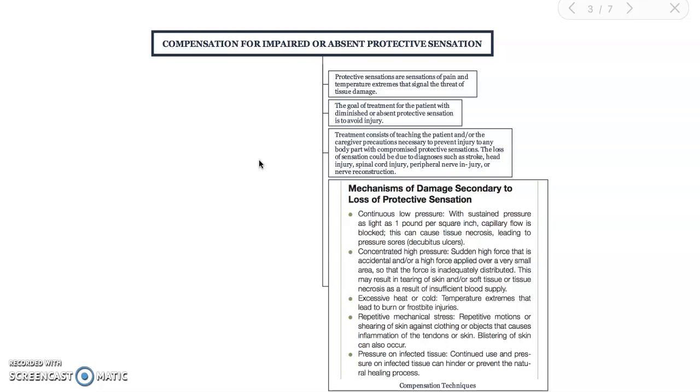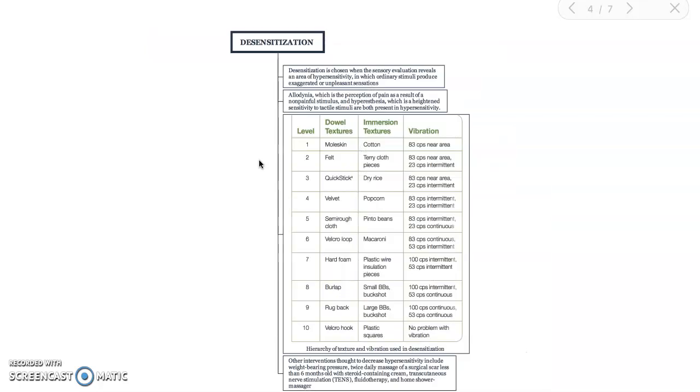These are some compensation techniques. The goal of treatment for patients with diminished or absent protective sensation is to avoid injury. So we just want to make sure that they're not injuring themselves due to the loss of that protective sensation. Desensitization. This is chosen when the sensory evaluation reveals an area of hypersensitivity in which ordinary stimuli produce exaggerated or unpleasant sensations. So this is the hierarchy of texture and vibration used in desensitization, from super soft moleskin all the way up to a Velcro.